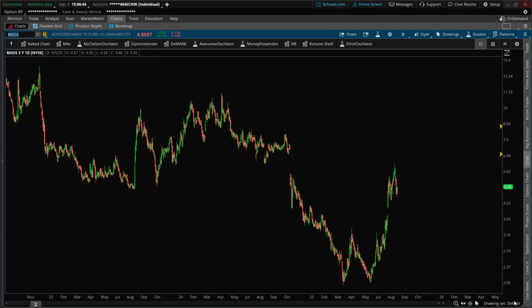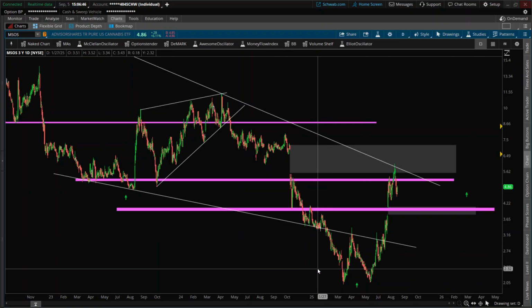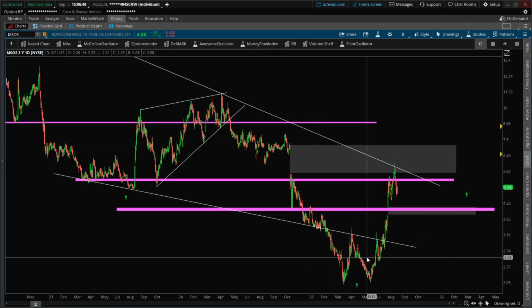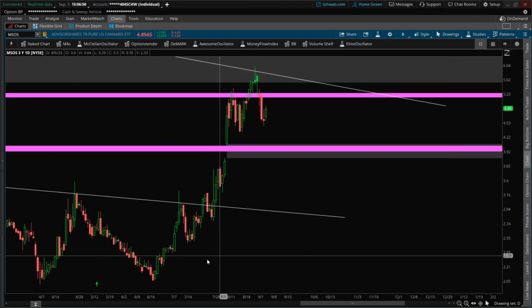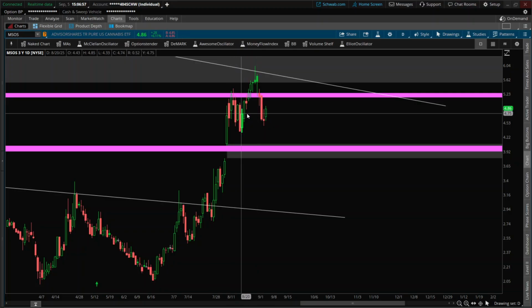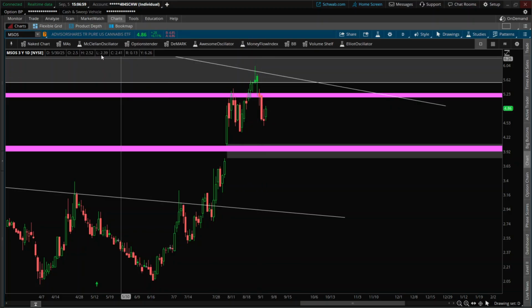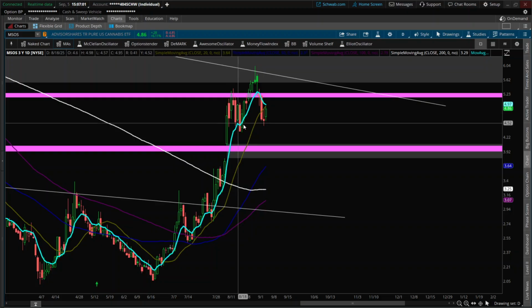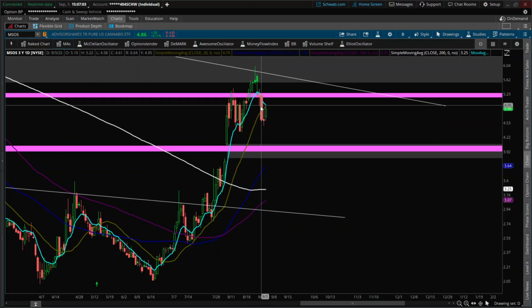Okay, MSauce. This is the United States cannabis ETF. Really same thing. We're forming this market structure right back here in the wave 4 of the lesser degree. And with the moving averages, we're just below that 20. So this has some more work to do.